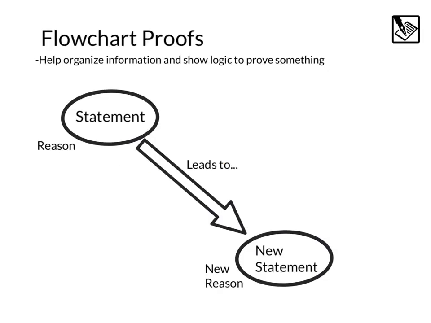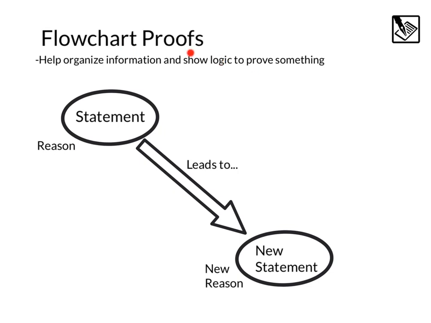In mathematics, proofs are very important. The reason why math never lets us down is because we know that it's fact. We can show it, we can prove it. It's not a basis for opinion. Today we're going to look at flowchart proofs, and this is basically a way to help us organize information and show the logic to prove something.